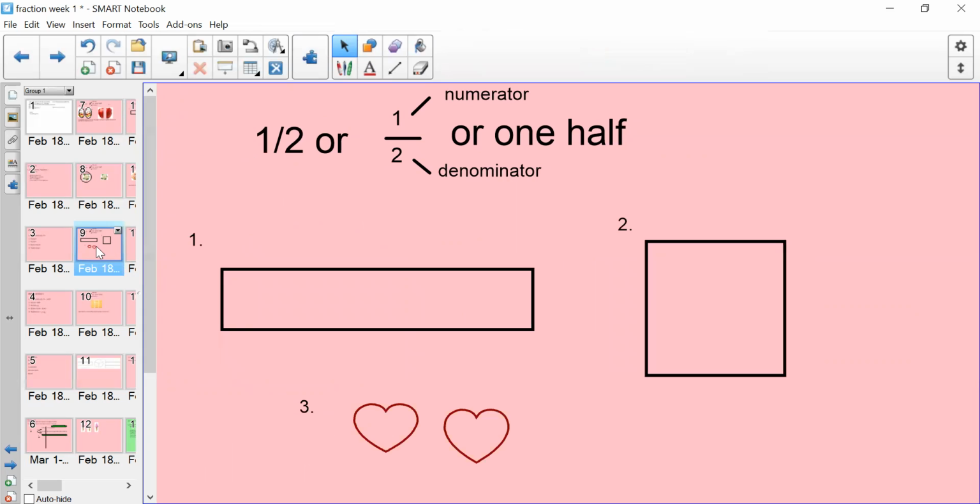Okay, so what I'd like you to do now is pause the video, and then I would like you to do the following. So I'd like you to draw a rectangle on a piece of paper, and then show me half. So it could be like your bar model. How would you show half? Then I'd like you to draw a square and show me half of a square. And then we've got 2 hearts. I'd like you to draw 2 hearts and then color in 1/2 of your hearts. Okay, so pause the video now and have a go.